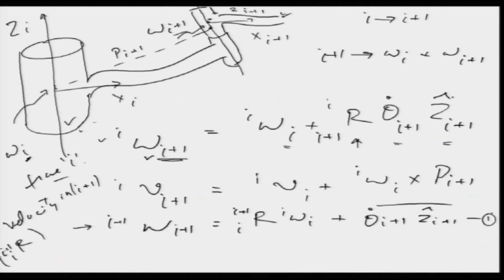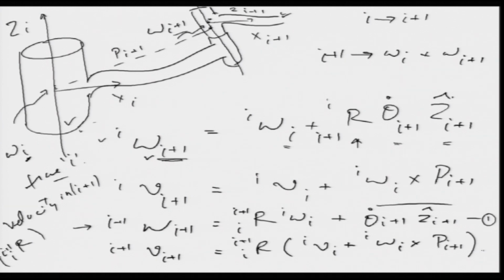Now, for the linear velocities, again we multiply and we say that linear velocities in its own frame, or i plus 1th frame, is equal to R of i plus 1 i into V i plus omega i cross p i plus 1. So, this is my equation 2. So, this gives us the two velocities, the angular velocity and the linear velocities expressed in frame i plus 1, or in its own frame. So, using these two equations 1 and 2, we can move from link to link.